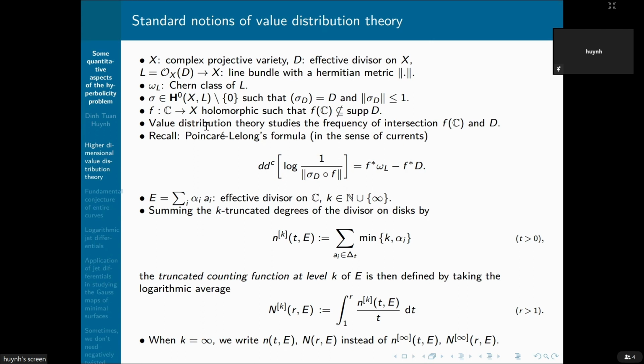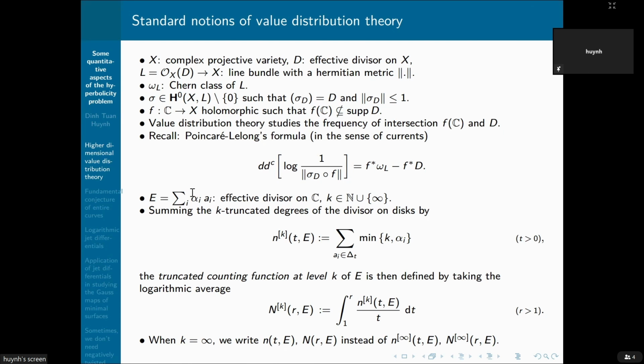The starting point is the Poincaré-Lelong formula. We have this equation in the sense of currents. So you want to study the intersection between the curve and D, which means that you need to study the pullback of D on the complex plane. Under the condition that the image of f is not contained in the support of D, we have a divisor, the pullback of D by f, on the complex plane. And if you count the total number of intersections, it could be infinite.